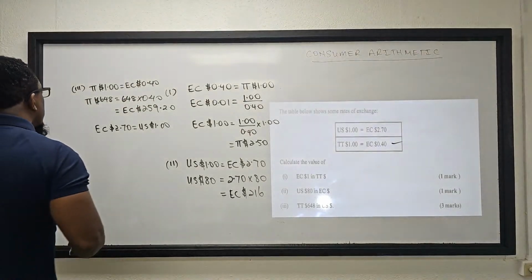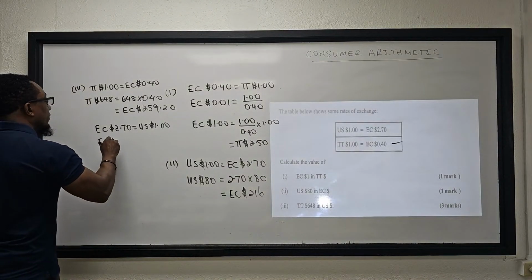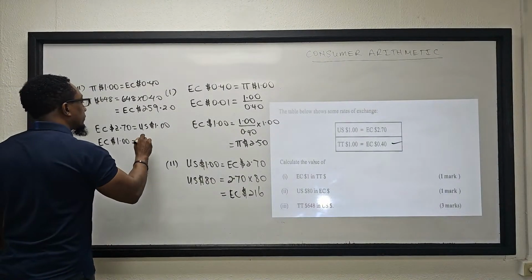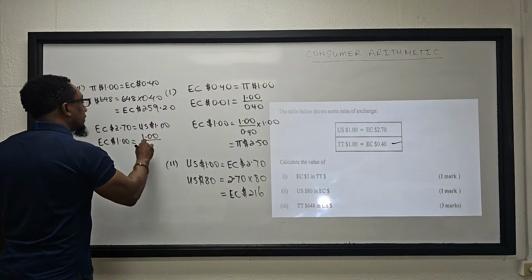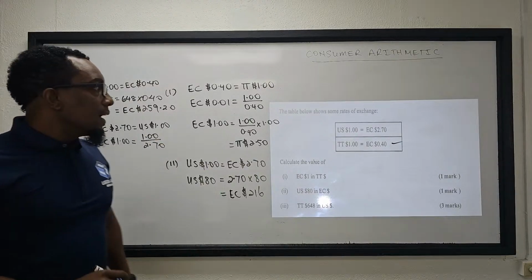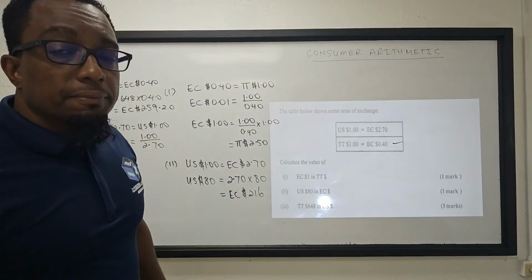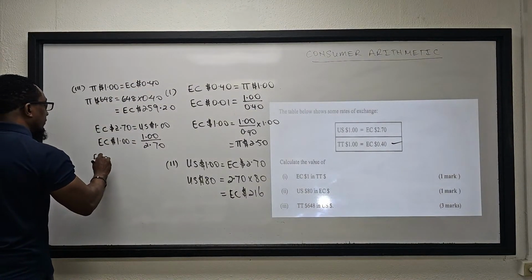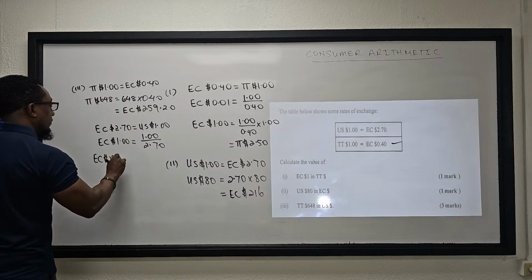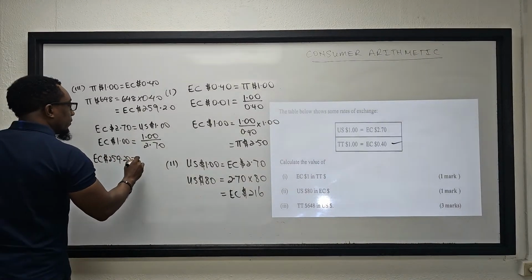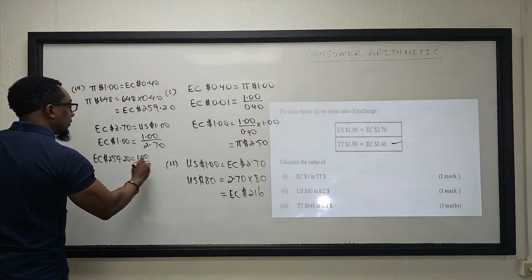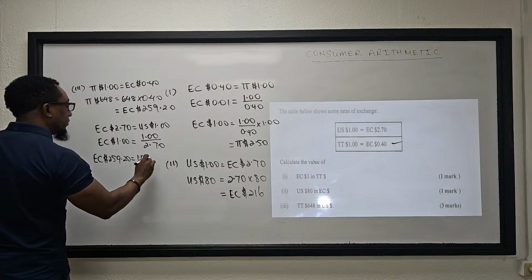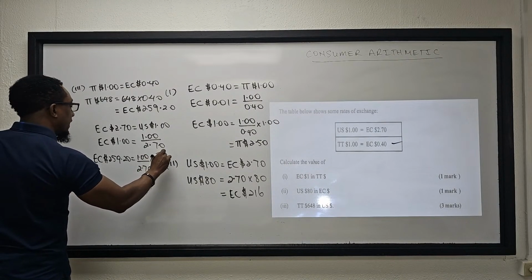So therefore we go EC $1 is equal to US $1 over 2.70, and therefore EC $259.20 will be US $1 over 2.70 times 259.20.